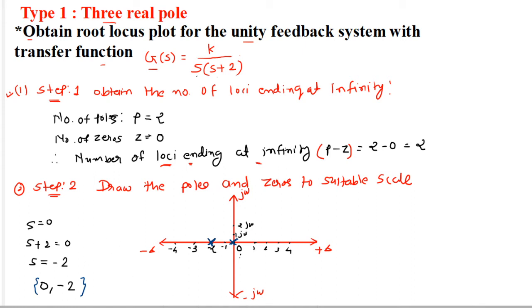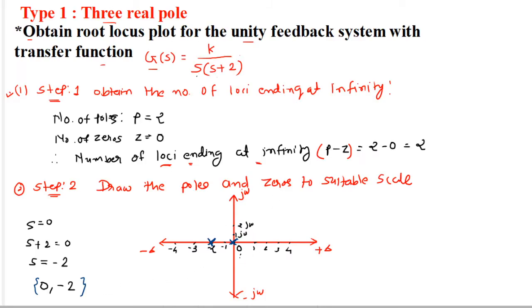Now step number 3: find the real axis loci. Here you can see that our poles are at 0 and minus 2, so the portion of the real axis is from 0 to minus 2. I am indicating it with a blue line. That is our step number 3.